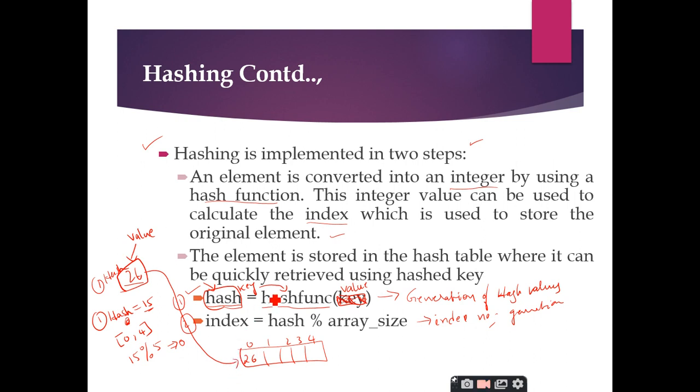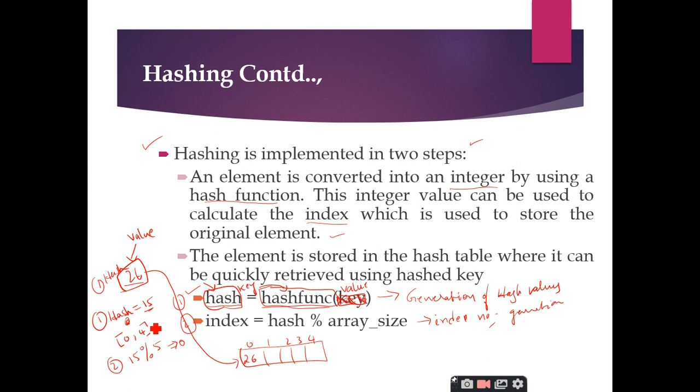Forget about what hash function he has used. I have given an example that the value you are going to store is 26. For that purpose, as a first step, you have to generate the hash value. So I have applied the hash function on 26 and assume that the generated hash value is 15. But this 15 cannot be mapped to this index range. Why? Because my array has a size of 5 and the index always ranges from 0 to 4. So I should go for the second step.